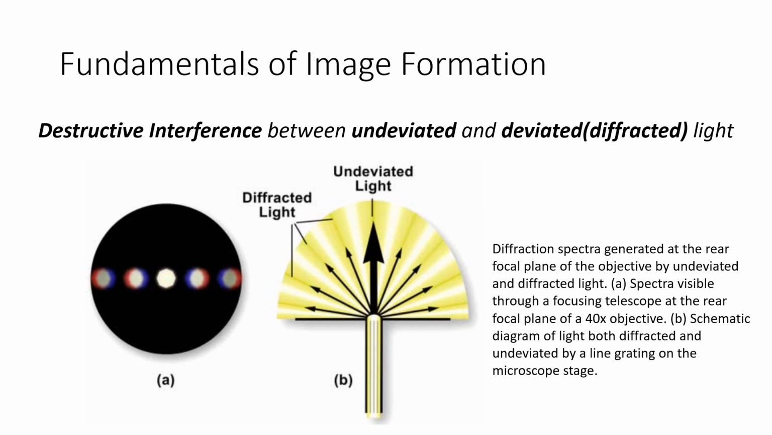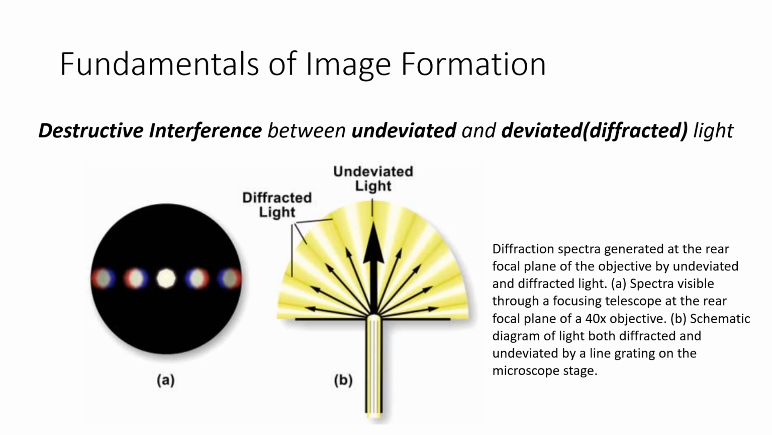Then there is some light which is going from the source to the sample and interacting with it in some way, because of which it is out of phase by 180 degrees, and that light is called diffracted light. When it falls on the objective, it is out of phase with the undeviated light. The image that we see is nothing but the interplay of both the diffracted and the undeviated light. There is a destructive interference between the undeviated and diffracted light, which gives rise to different intensities of light. So there are some dark regions and some bright regions. Bright regions are because of the undeviated light, and the dark regions are created by the destructive interference between these two forms of light.